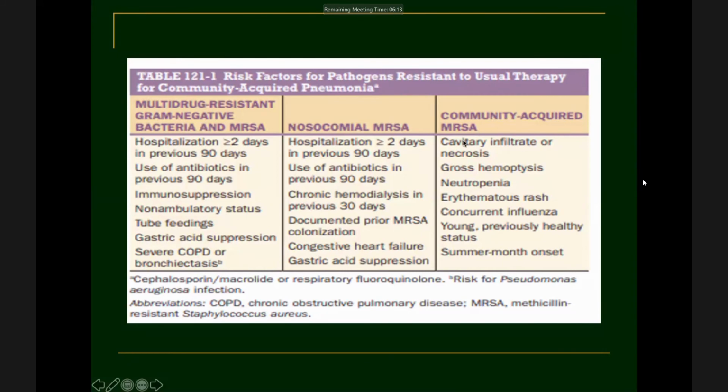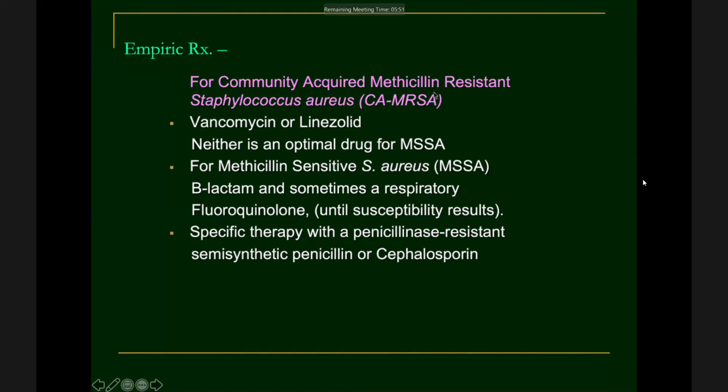Okay, for community-acquired Staph aureus, when do you have to suspect it? If the patient has a cavitary infiltrate or necrosis, gross hemoptysis, neutropenia, erythematous rash, concurrent influenza, young, previously healthy status, and summer month onset, then we have to think about community-acquired MRSA. Then for empirical treatment of community-acquired methicillin-resistant Staph aureus, vancomycin or linezolid. For methicillin-sensitive Staph aureus, a beta-lactam and sometimes respiratory fluoroquinolones can be used until results are available, and for specific therapy we can consider a penicillin, a penicillinase-resistant penicillin, or a cephalosporin.